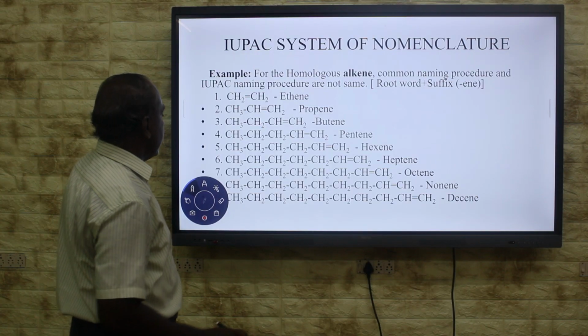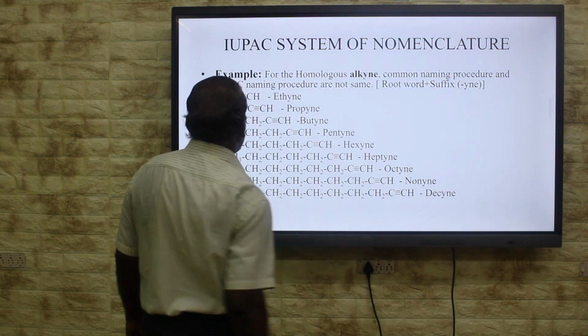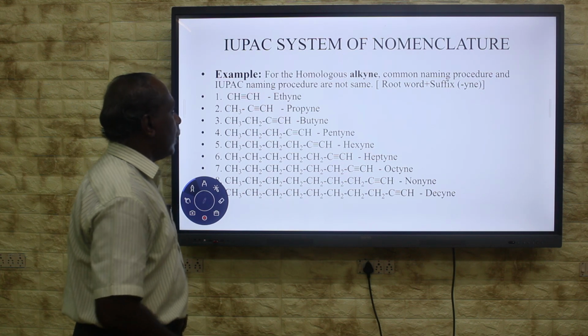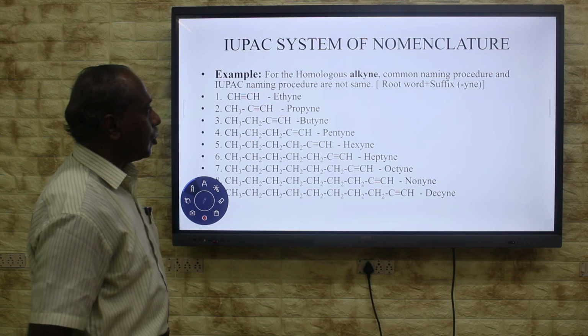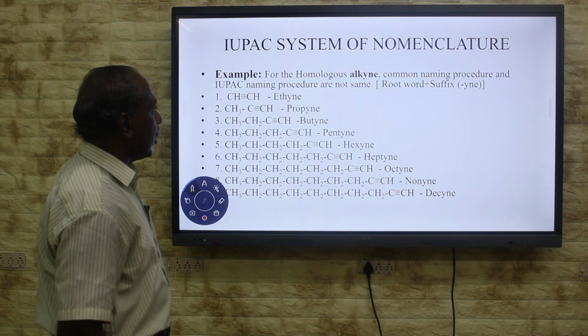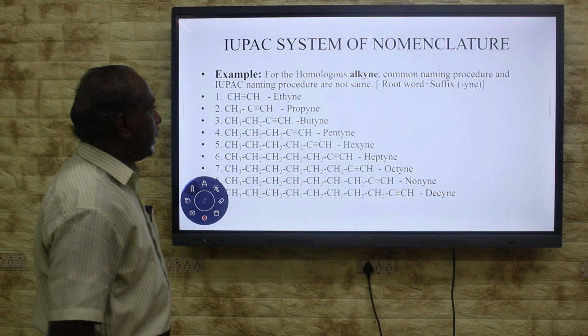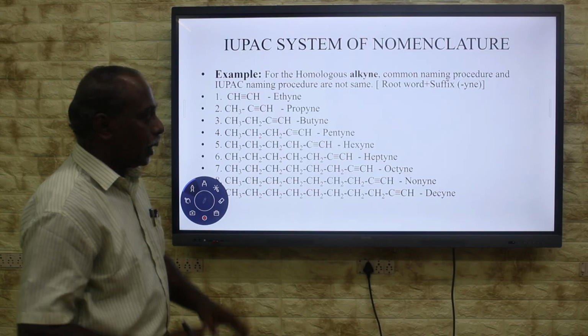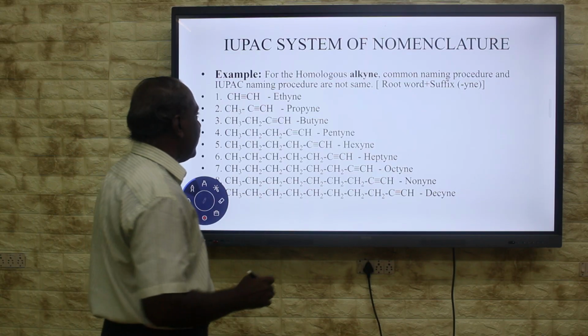Let us enter into the next one, alkyne. Here also, for the homologous alkyne, the common naming procedure and the IUPAC naming procedure are not the same. Here also the same procedure is adopted: root word plus suffix. Here the suffix YNE is added.